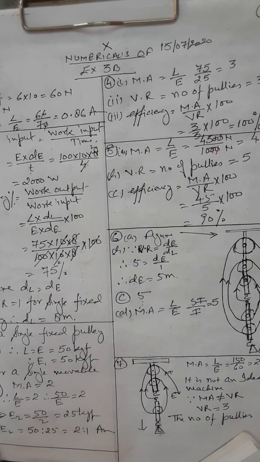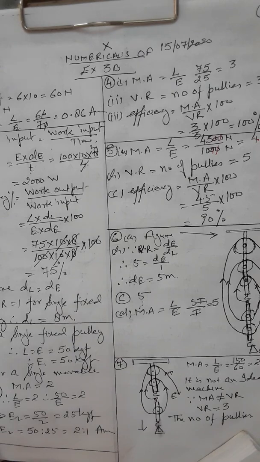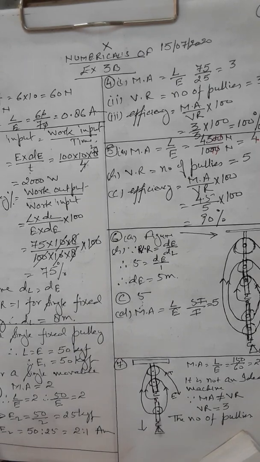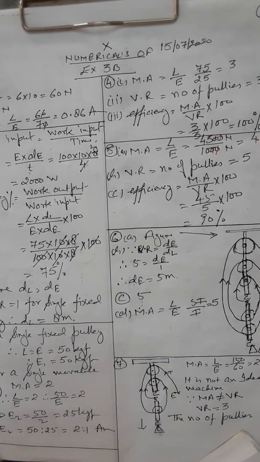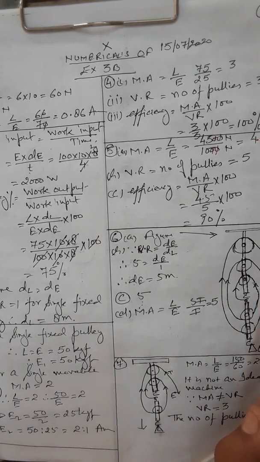Read question number 6. In the given figure 3.32, draw a tackle to lift the load by applying the force in the downward direction. See, it is a 5-pulley system. He has asked to put the tackle. Tackle always starts from the right side.